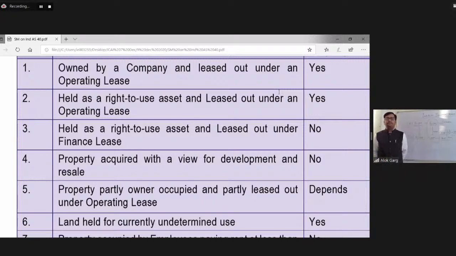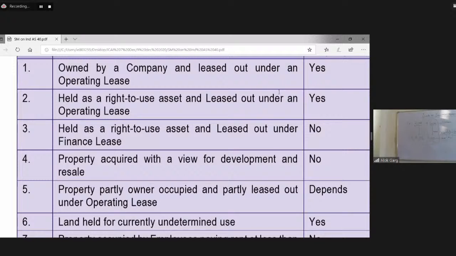Second example, the company holds a right of use asset and leases it out under an operating lease. So the company has taken a building or land on lease and subleases it. Yes, that right of use asset has to be shown as an investment property. Third example, the company holds the building as a right of use asset and leases it out under a finance lease. Whenever the company leases out under a finance lease, it has to derecognize that right of use asset, and hence the question does not arise whether it is an investment property or PPE, because no asset is going to be recognized. It is under the purview of IndAS 116.